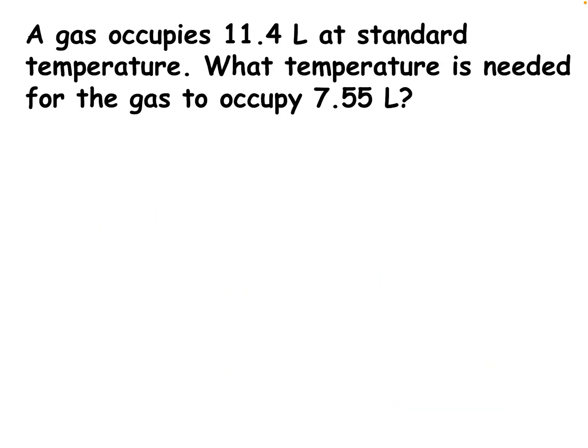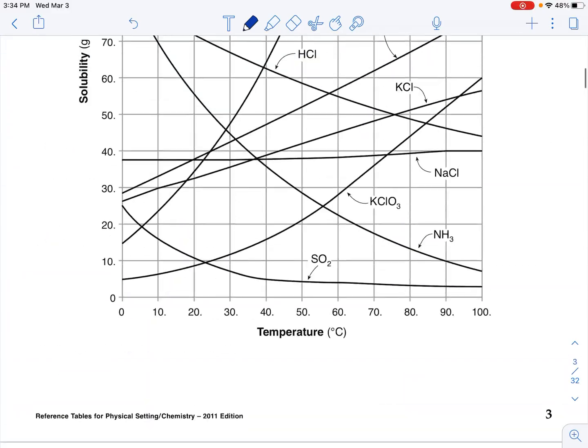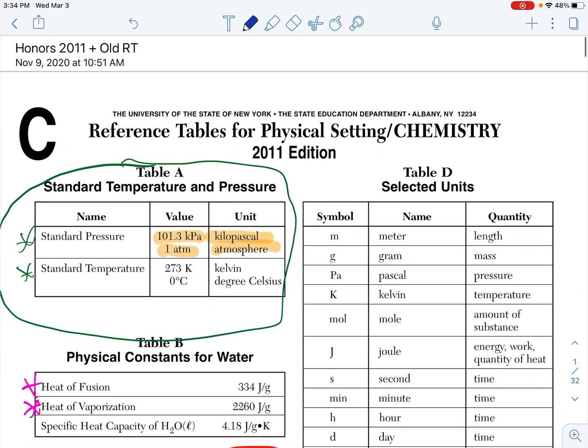A gas occupies 11.4 liters at standard temperature. What temperature is needed for the gas to occupy 7.55 liters? So we start with our original volume, which is 11.4, and I need standard temperature. Oh, shoot, I don't remember what it is. Should probably go to my reference table. Their standard temperature, it's 273 Kelvin. I'll make sure you can read that. 273 Kelvin.